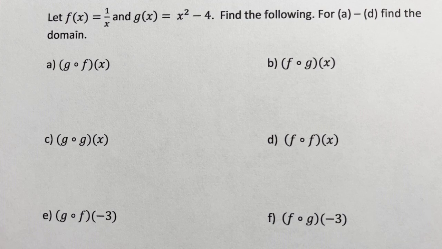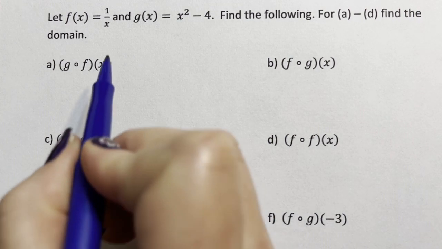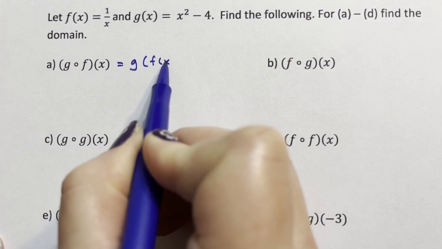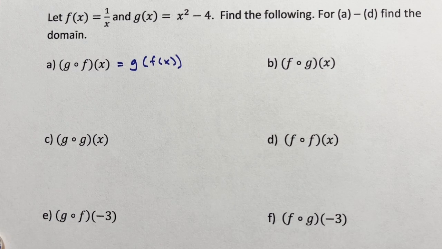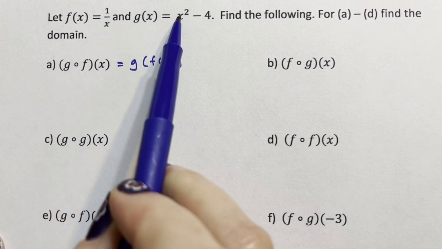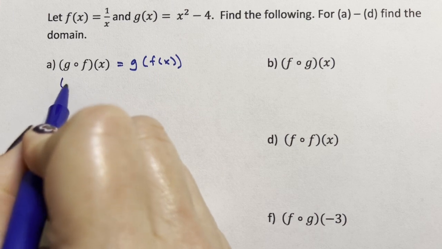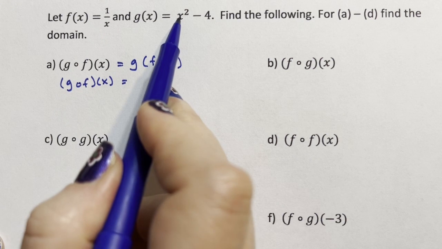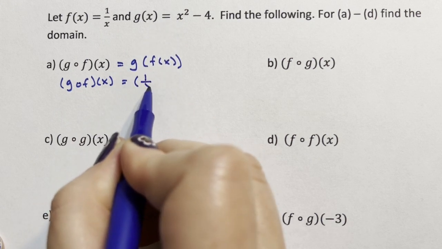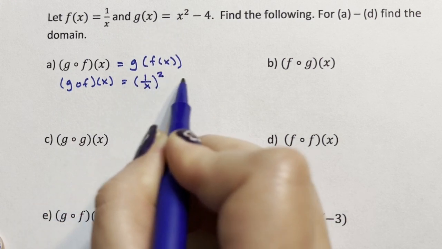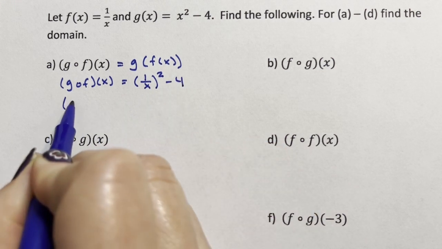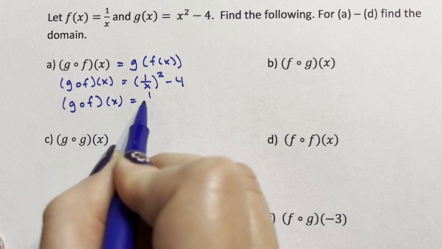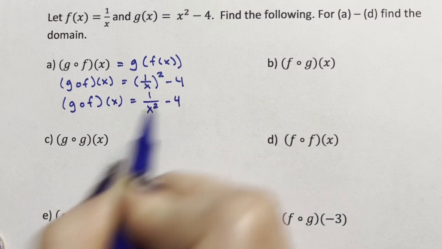So for the composition of functions, g of f of x is just taking g and putting f of x in for the input. So that means I want to put 1 over x in for this x. So g of f of x is going to be, if I put 1 over x in for x squared, it's going to be 1 over x squared minus 4. So g of f of x equals 1 over x squared minus 4.